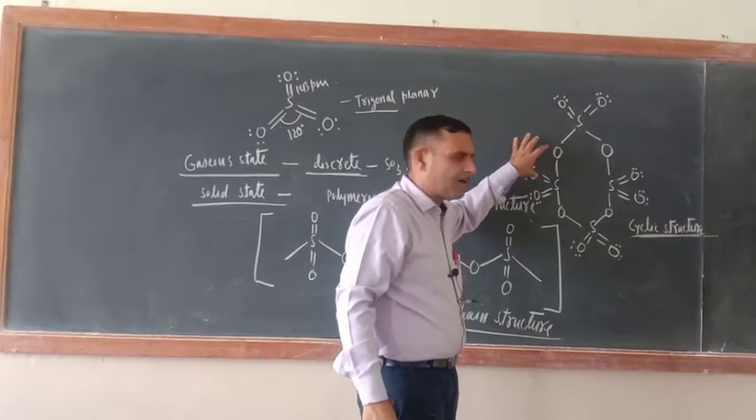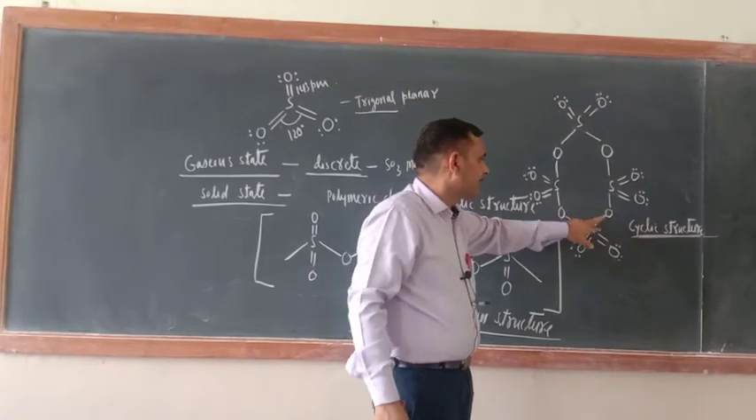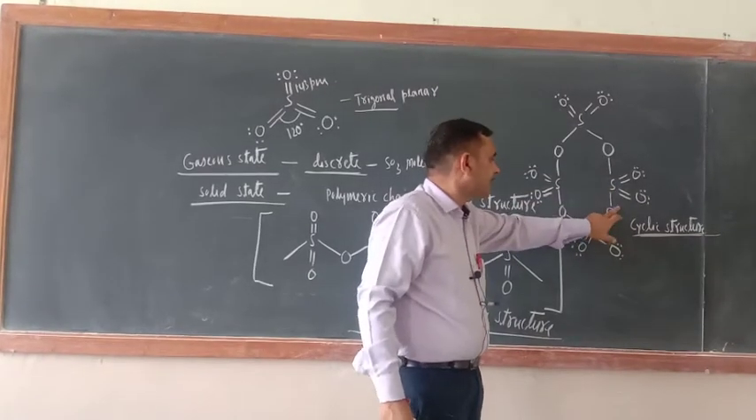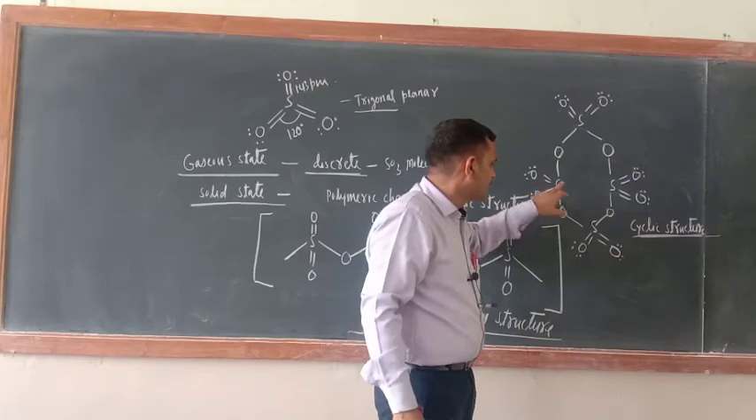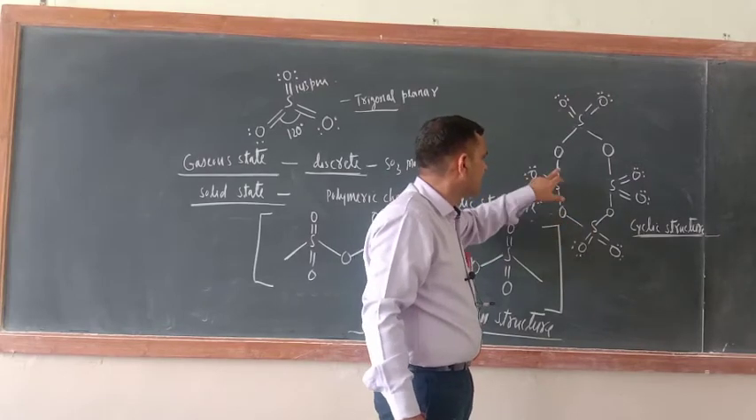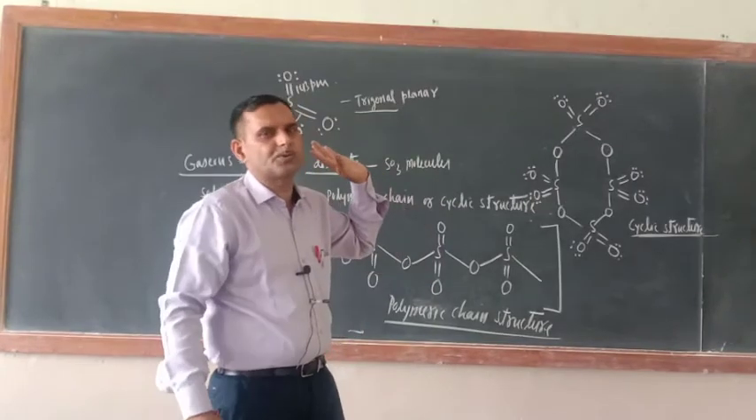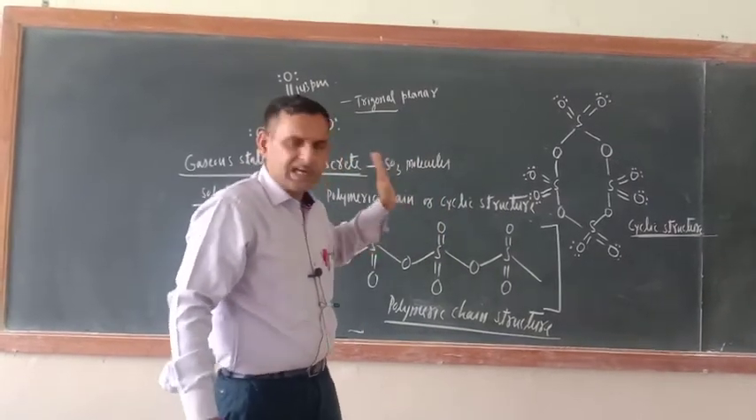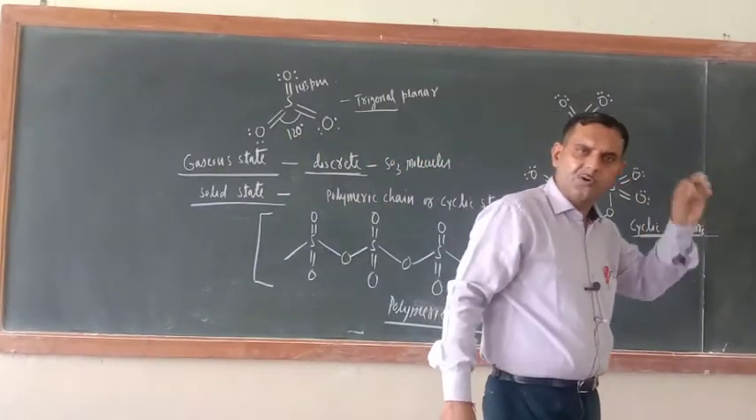Between two sulfur, one oxygen, and between two sulfur, one oxygen. Just see. Here sulfur, oxygen. Sulfur, oxygen. Sulfur, oxygen. Means between two sulfur, one oxygen should be there. Okay. So this is all about the oxides of sulfur, that is SO2 and SO3.